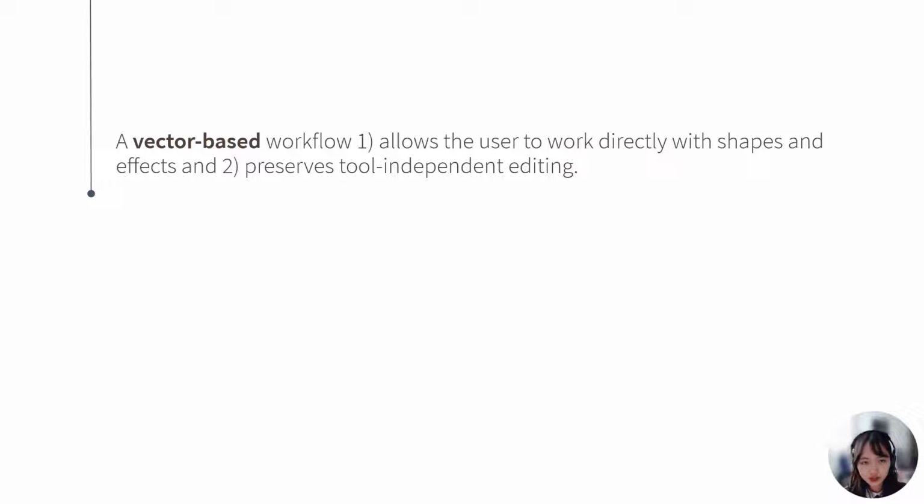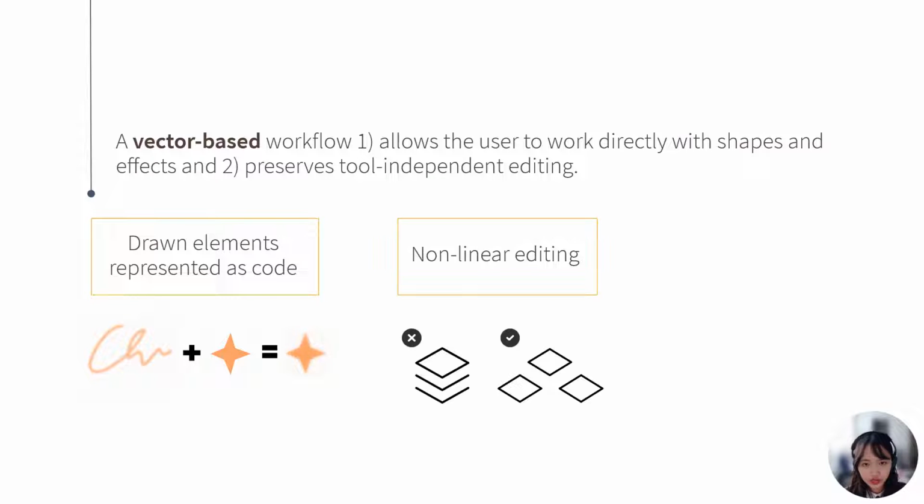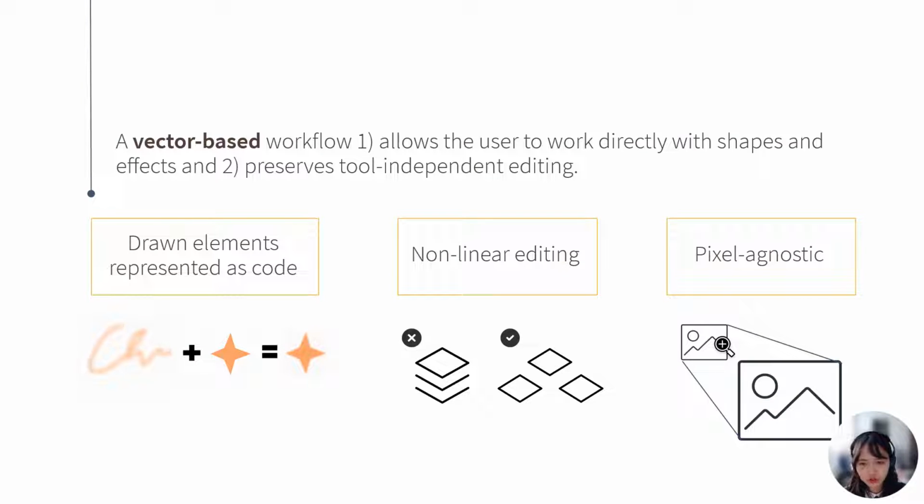To target these two issues, we argue that a vector-based approach can better enhance expressivity by 1. enabling the user to draw directly with shapes and effects, which better matches with how they think about drawing organically, and 2. fully preserving tool-independent editing. This is possible as shapes, textures, and animations can be codified in vector, so you can take a texture animation applied to a shape, like these chi letters here, and reapply it to a different shape, like the star, easily. The codified effects also mean that edits can occur in any order instead of sequentially like in raster paradigms. And due to its vector nature, it also benefits from being pixel agnostic, so the drawn object can be scaled to any resolution without losing quality.